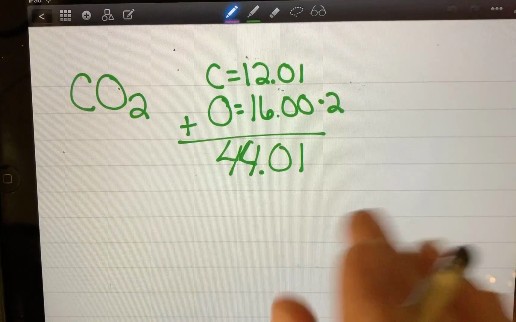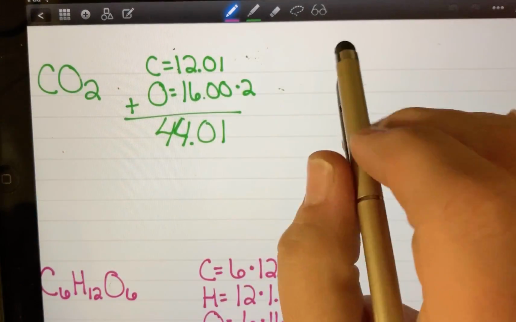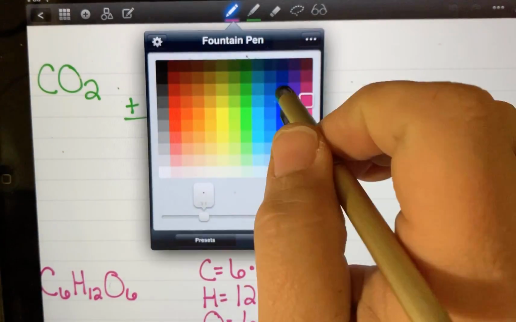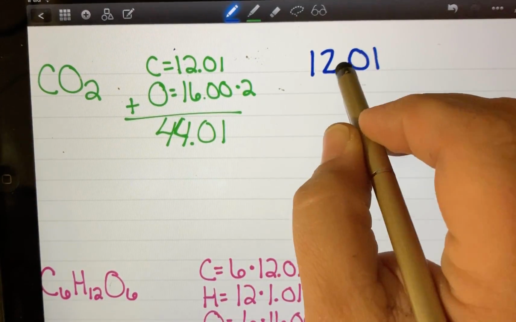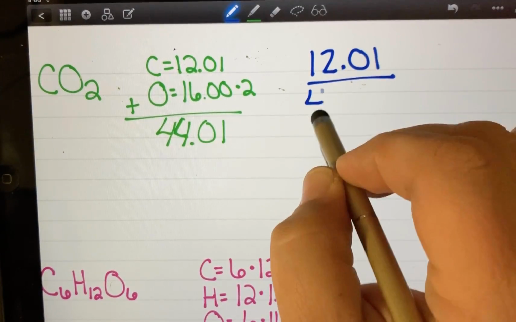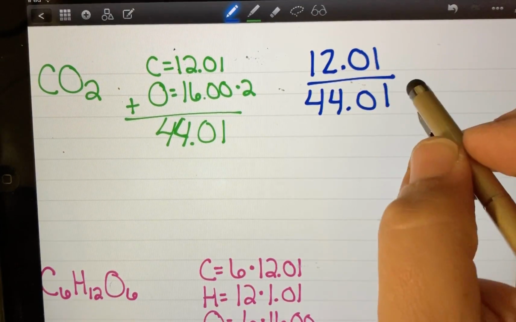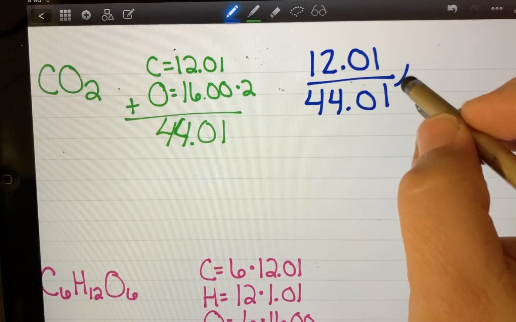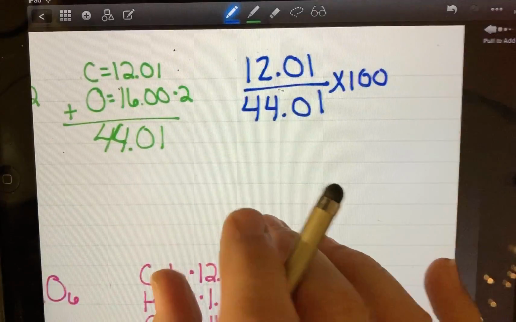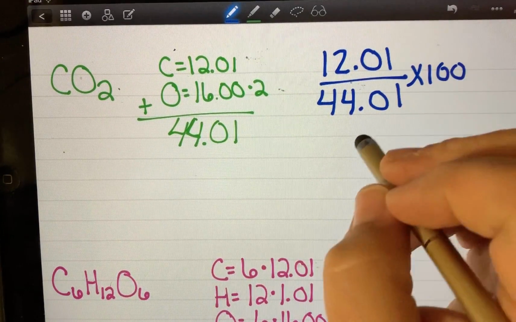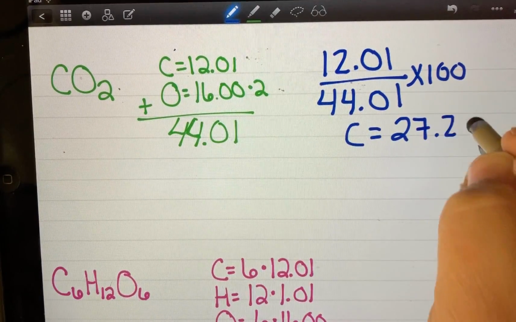So when I'm doing my percent of carbon, I have 1 carbon involved, and so I'm going to do 12.01 divided by your total. This is really parts over whole, or y'all would have learned it as, part over whole times 100. And when you do that, you're going to get carbon equals 27.29%.